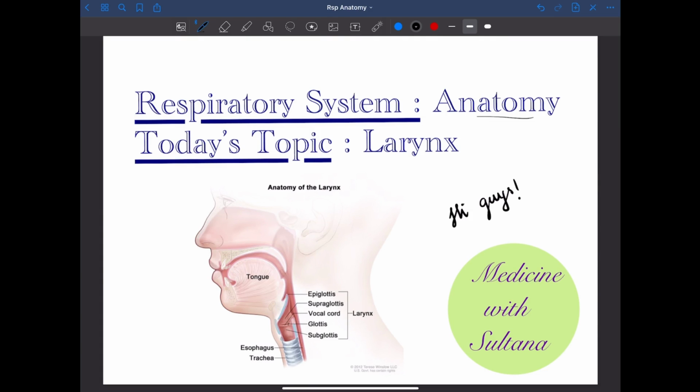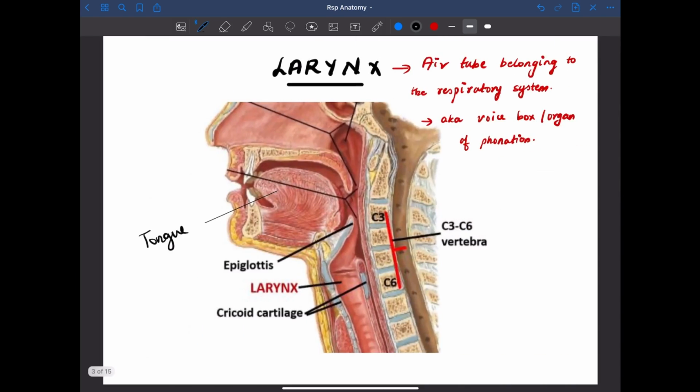Today we will learn the anatomy of the respiratory system, and today's topic is the larynx. The larynx is the air tube belonging to the respiratory system. It is also known as the voice box or organ of phonation.